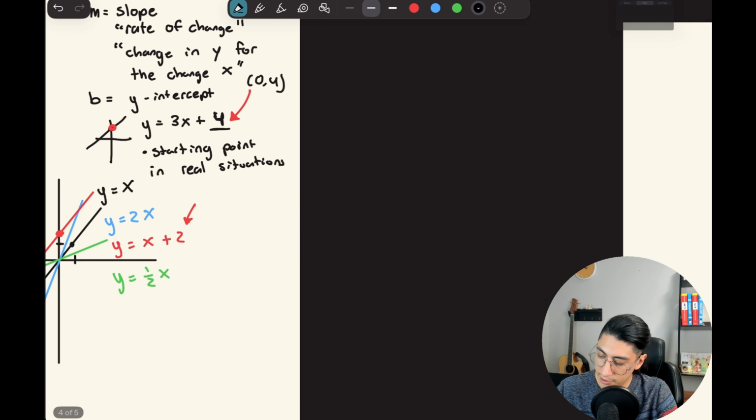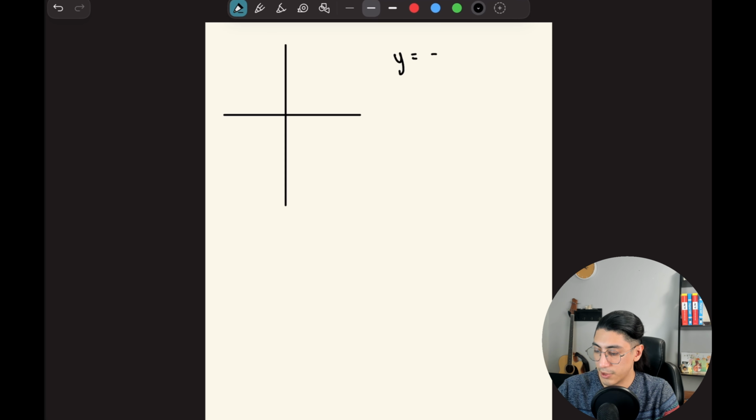Now, let's say for whatever reason I had a line that goes y equals negative 3x plus 4. Think for a moment, what might that look like? If you thought it looked like this, I'd have to go up 4, then I have a negative slope, so that's actually going downwards, and it's fairly steep. Doesn't look very steep here, but don't worry, it's fairly steep.